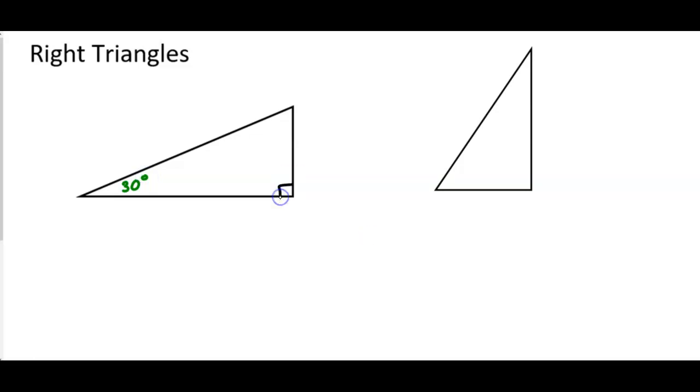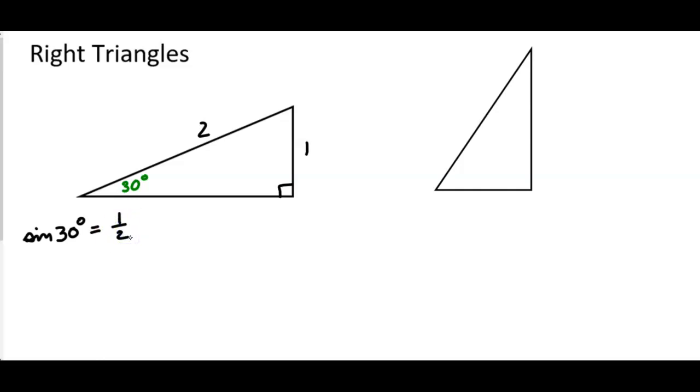I have to remember one piece of information. I have to remember that the sine of 30 degrees is 1/2. And so what I'm going to do is make this a 1, and make this a 2. Because then my ratio for sine, so sine 30 degrees, opposite over hypotenuse, is 1/2. Okay, so that part's done.